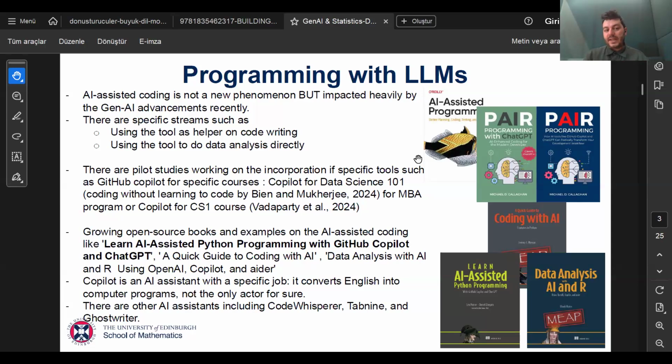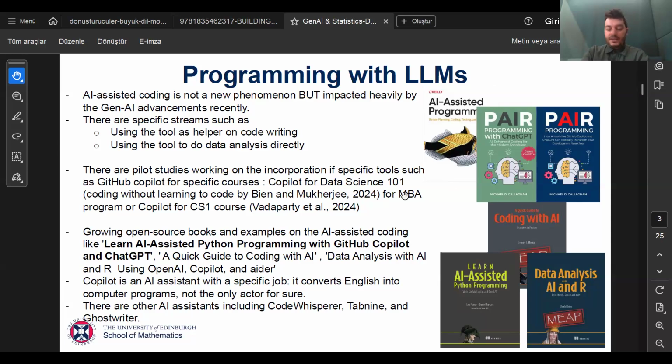Specifically, there are two streams. One is using these tools as a helper on code writing. The other is using these tools to do data analysis directly, especially through plugins or extensions of the LLM companies, like OpenAI's ChatGPT data analysis. I guess this is very common at the moment for competitors as well. We can easily upload our data and ask a couple of questions about the data sets immediately. And behind the scenes, it can run some code and give us reasonable suggestions or outcomes to some extent.